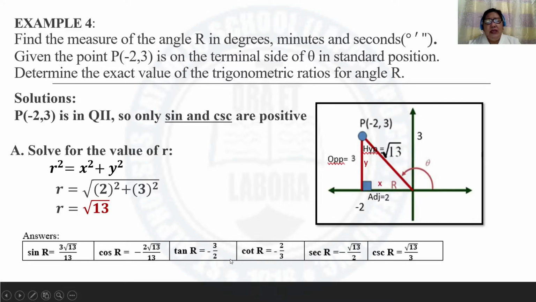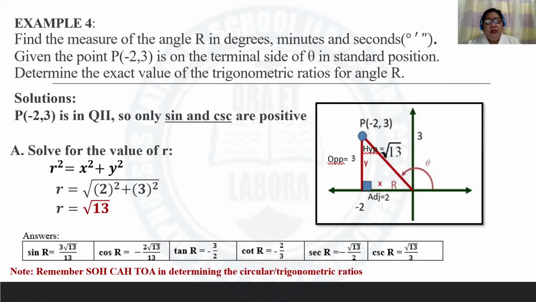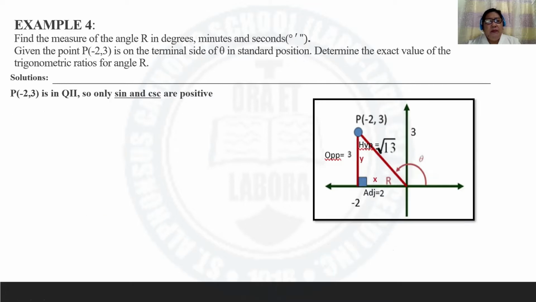Cotangent R, just take the reciprocal of tan. For secant R, you have negative square root of 13 over 2. Just take the reciprocal of cosine and simplify. And then for cosecant R, you have square root of 13 over 3. Just take the reciprocal of sine R and then simplify. So these are the values of the 6 trigonometric ratios. Just take note that you have to remember the SOHCAHTOA in determining the circular or trigonometric ratios.